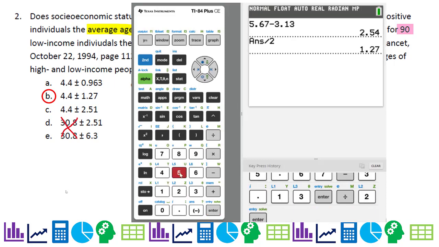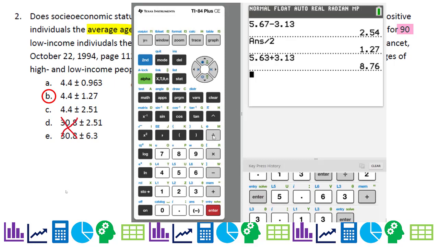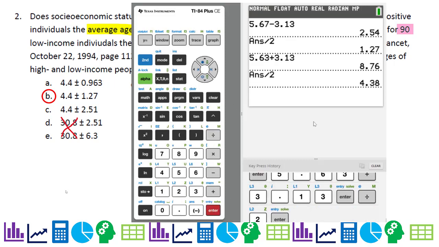If you want to know what the midpoint is, you can say 5.63 plus 3.13 and take the average. Make sure you add them before you divide by 2. And that is your midpoint. It doesn't exactly match ours, but it's close enough. 4.38 rounds to 4.4. So that is a shortcut way to find your midpoint and your margin of error. So there's the 1.27, your margin of error, using the calculator. And I just realized I did 5.63 instead of 5.67, which is why my answer is slightly off from the 4.4.